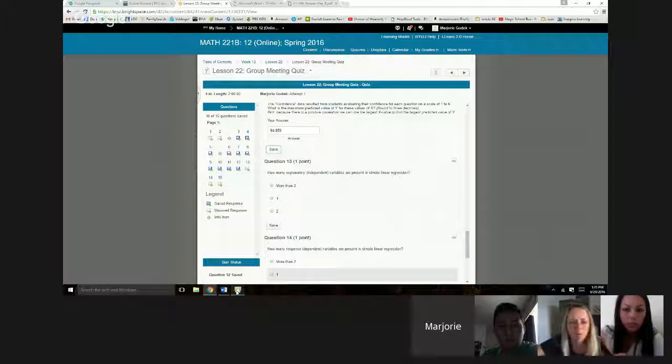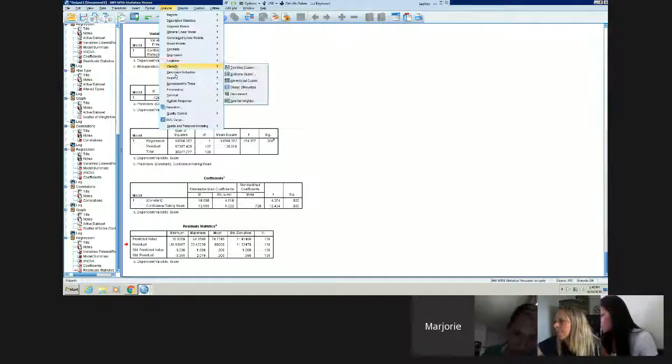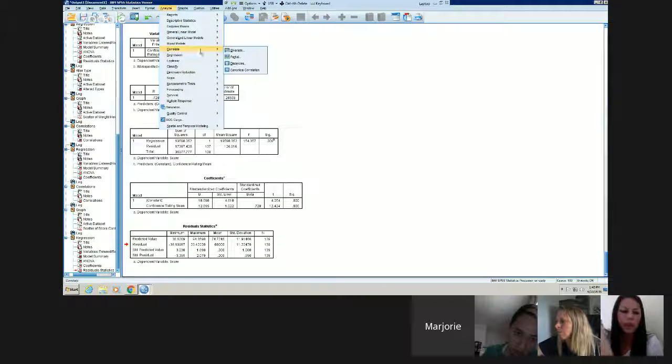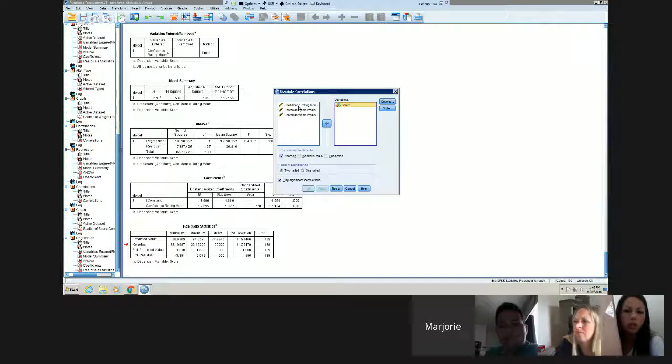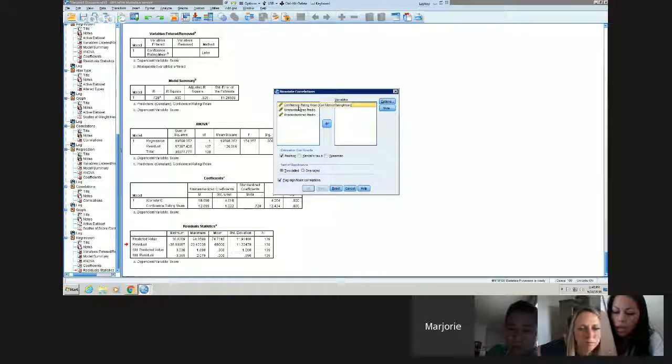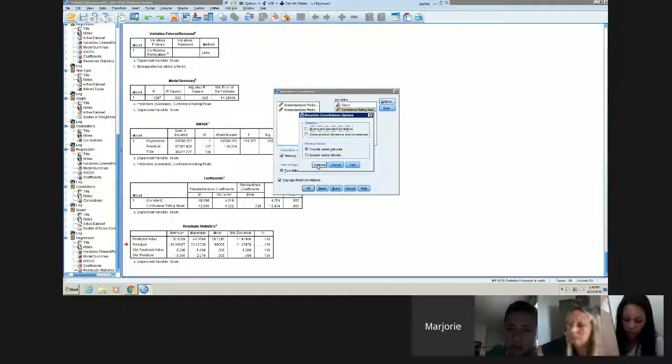How many explanatory independent variables are present in simple linear regression? Is that just more than 2, 1, or 2? Is there an independent thing on your SPSS? Tell me what the variables I was working with again, the score and the confidence. I think it's just one, right? I think it's just one.